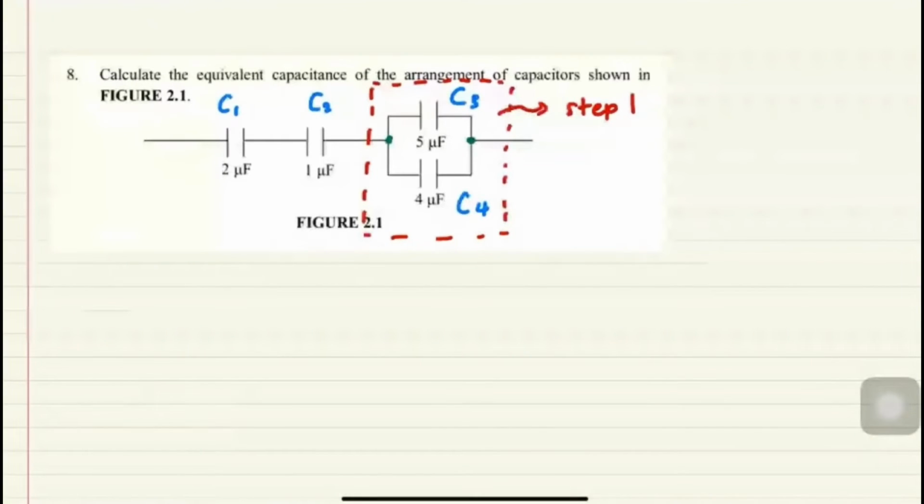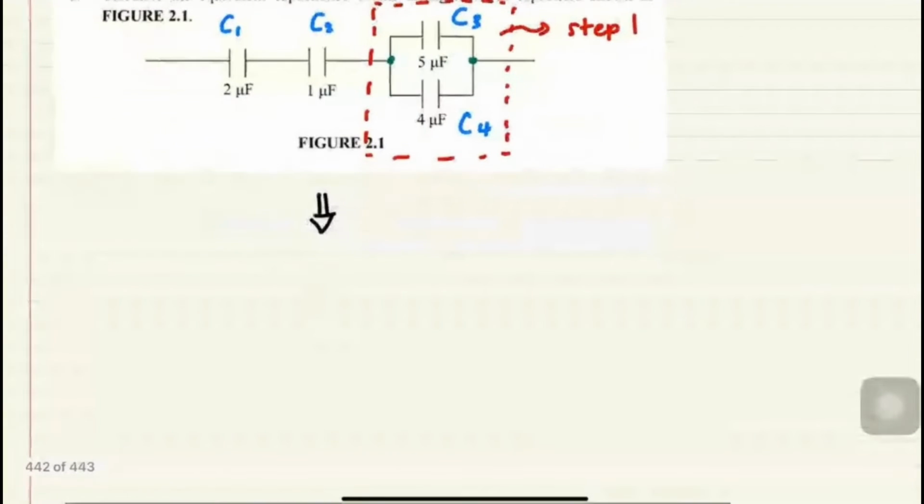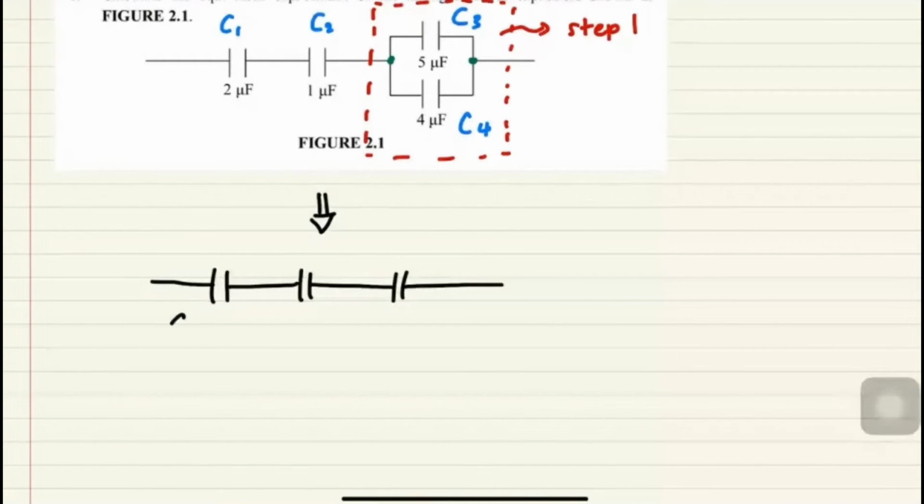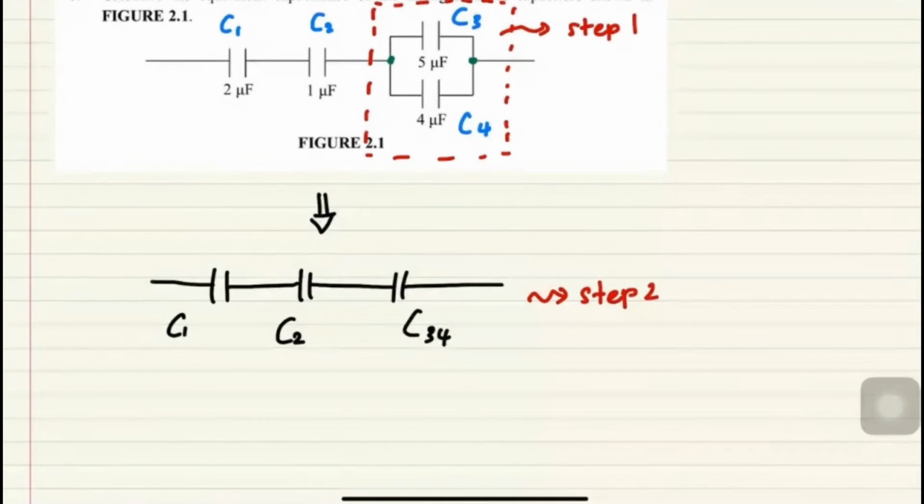Okay, if you solve the first step, then your diagram now becomes something like this. C1 is still C1, C2 is still C2, only C3 and C4 have combined. I strongly suggest you redraw. Every time you solve a step, you redraw, and then you can see clearly. Usually the question asks you to find voltage and charge, so each step you really have to do one by one.